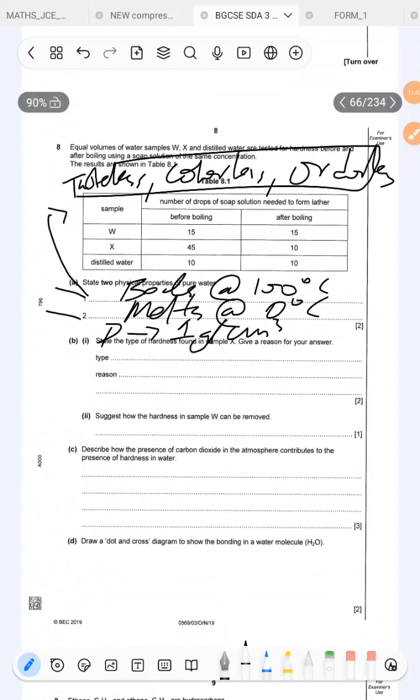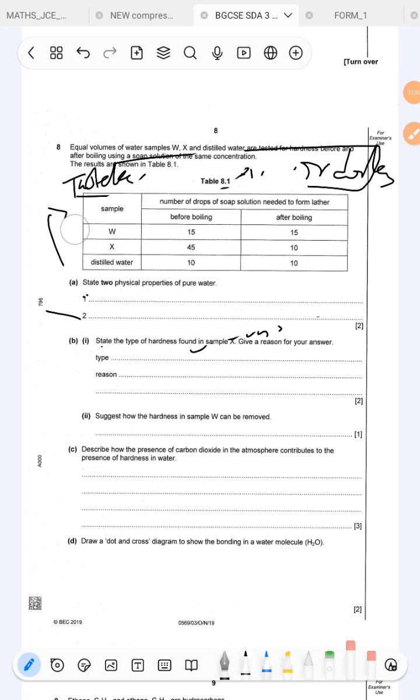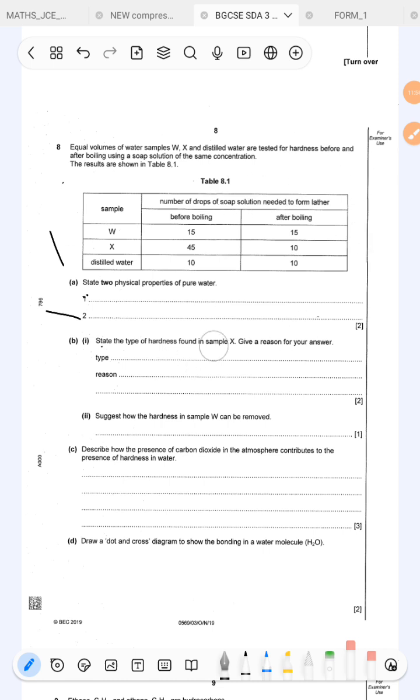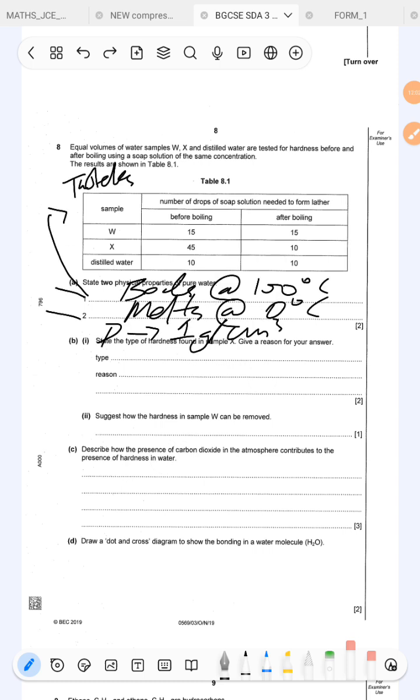State the type of hardness found in sample X. Give a reason for your answer.